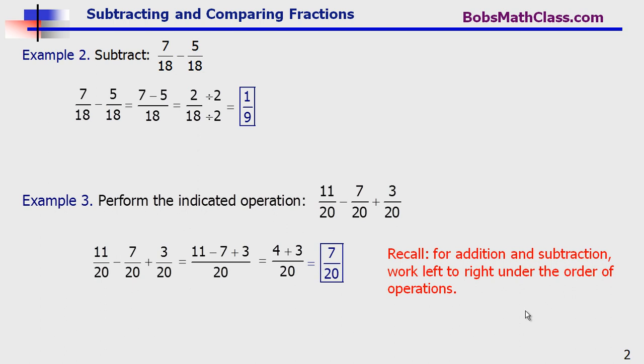You could see that if you did it the other way around, if you did the addition first, you would have got 7 plus 3 is 10, and 11 minus 10 is 1. You would have got 1 over 20, right? You can see you'll get a different answer if you break the rules, but you can't break the rules. Not in math. Okay, let's go to the next problem.